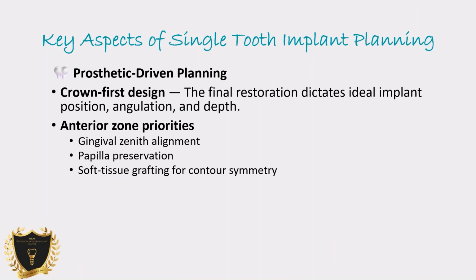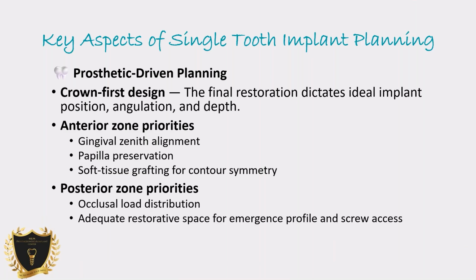Anterior zone, of course, is aesthetic risk. We need to look at the overall aesthetics, lip line, where the gingival zenith is, whether the papilla is present, soft tissue grafting, and whether we need a connective tissue graft. All those things need to come to your mind when you're looking at it. And do you have enough space? Do you have any soft or hard tissue defect?